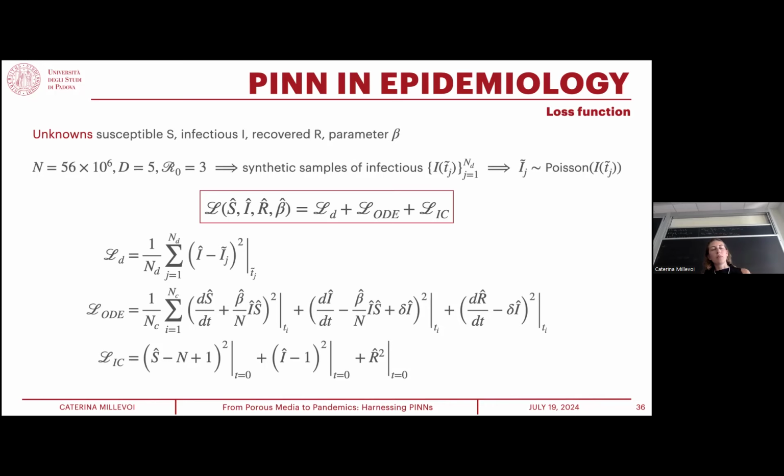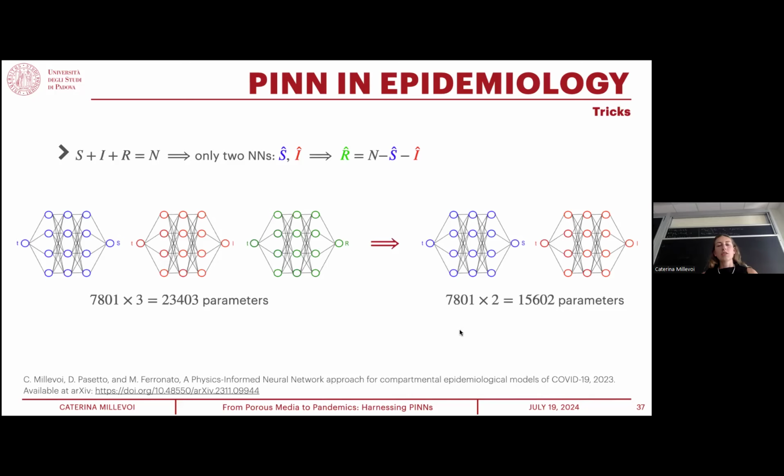And then we built our PINN, trained on a loss that contains terms that impose the minimization of the misfit between neural network prediction and data only for the infectious class, which is the only data that could be measured during an epidemic. And then other terms that instead impose the minimization of the residuals of the ODEs.